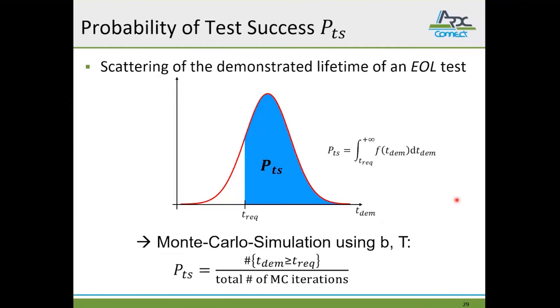Our approach is relatively easy in its basic form. We make use of a Monte Carlo simulation using the prior knowledge about the failure distribution in form of a Weibull distribution with shape parameter B and the characteristic life T. And this integral can then easily be solved by simply counting the demonstrated lifetimes being greater or equal to the required lifetime and divided by the total number of Monte Carlo iterations.